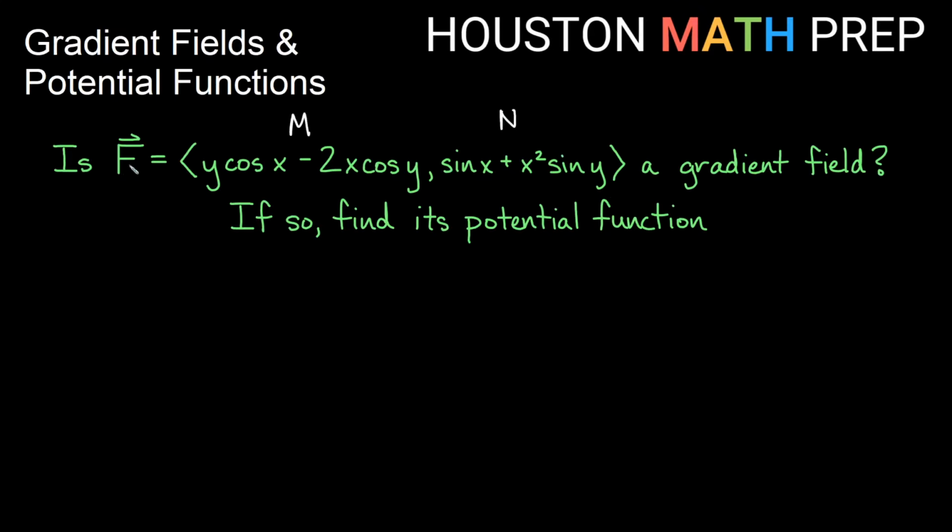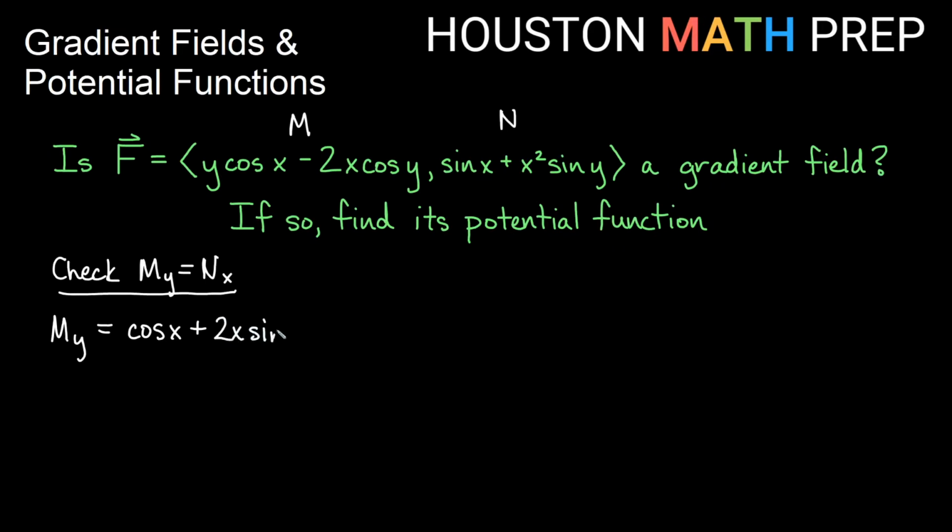So first thing to check: is f a gradient field? Remember, we want to check, is the partial derivative of m with respect to y equal to the partial derivative of n with respect to x. So if I figure out m_y first, the derivative with respect to y of the first term, the y would drop off, and we would just get cosine x. And if we do the derivative with respect to y of the second term, we have negative 2x just being a constant out front, the derivative of cosine y is negative sine y, so that's going to change my negative to a positive here, so I would get plus 2x sine y.